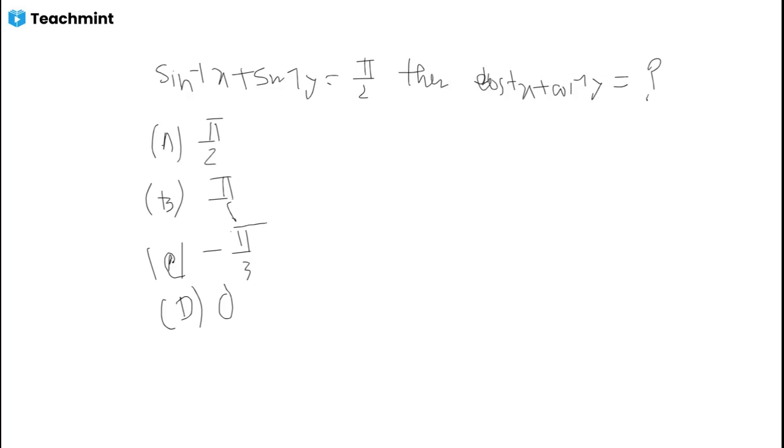I think this was the last question for today's session. Let's recall what we learned in inverse trigo. First of all, what do we have to know? First of all, we have to know trigonometric identities. We will just have to recall trigonometric identities. Number 1. Then we have to know the domain and range of inverse trigonometric functions.